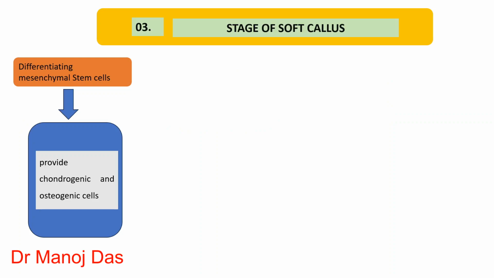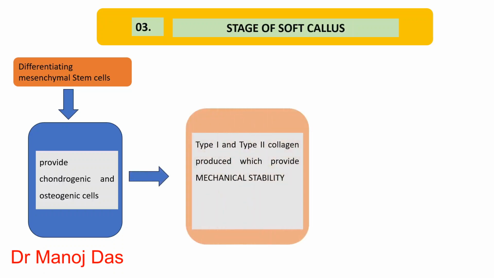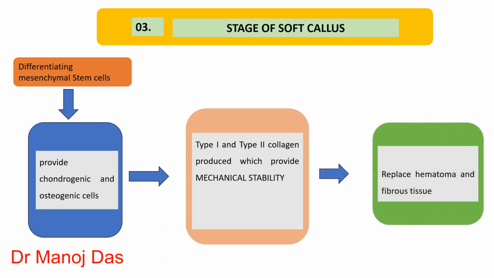Now the third stage is the stage of soft callus formation. Here the mesenchymal stem cells undergo differentiation and provide chondrogenic cells and osteogenic cells, and these cells secrete collagen. Chondrogenic cells will secrete type 2 collagen and bone cells will secrete type 1 collagen. These collagens provide some sort of mechanical stability, and ultimately replace the hematoma and fibrous tissue.